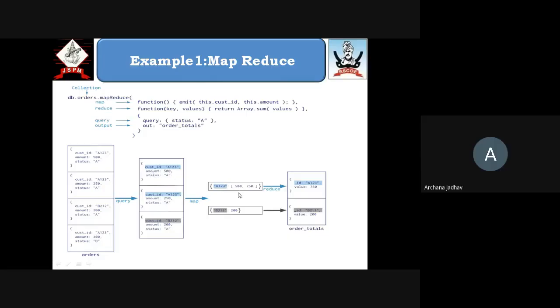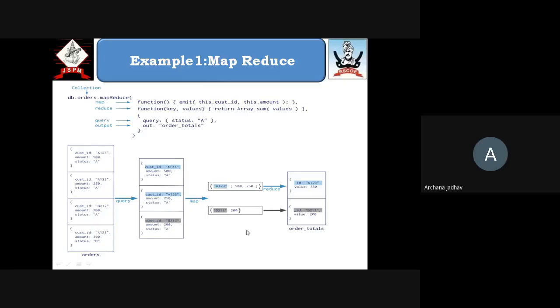These two values are represented as an array and they are generated as output like a key and value pair. So the key is this A123, which is a customer ID, and the value is an array which represents how many documents there are and what the amount values are. It is represented in the format of an array. And for the remaining one document, we have the key B212, which is the customer ID for this document, and the amount for this customer is 200. So this is the output generated by the map function.